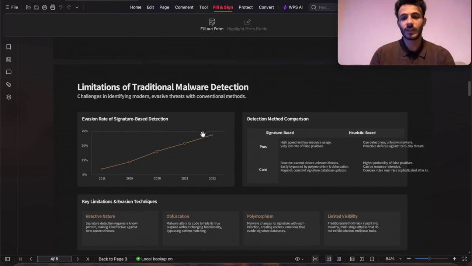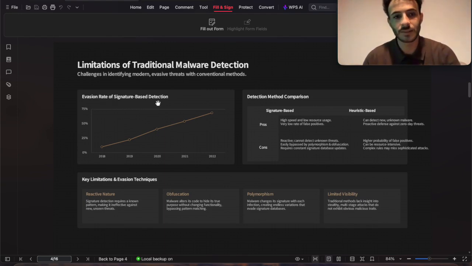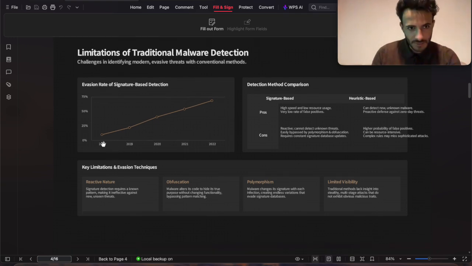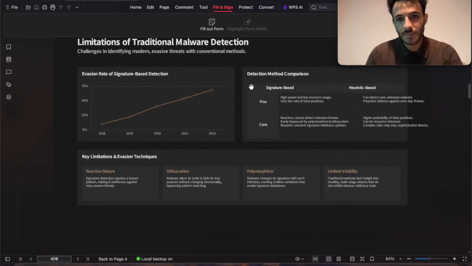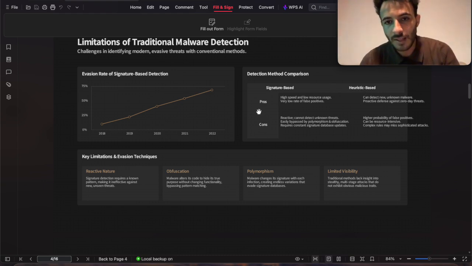We have three diagrams. The evolution rate of the signature-based and heuristic-based detection goes from 0 to 75%. And for detection method comparison, we have signature-based and heuristic-based. We have the pros and cons.